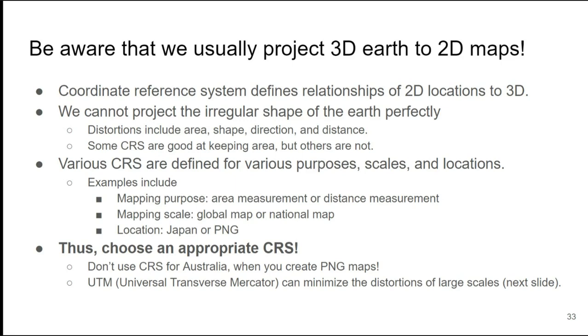Your purpose may be area or distance measurement, or your mapping scale may be global or local. Finally, your mapping location may be PNG or Japan. Hence, choosing an appropriate CRS is essential, and you should not use a CRS for Australia for your project in PNG, for example. UTM can minimize the distortion of local mapping, so we recommend that for mapping projects in PNG.